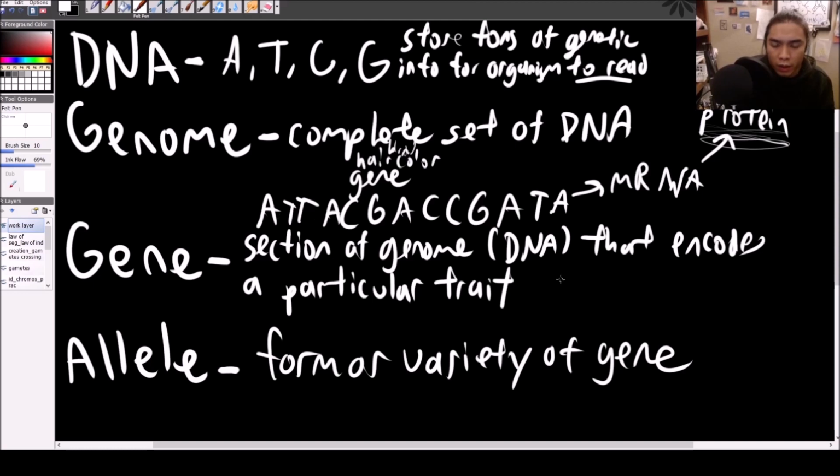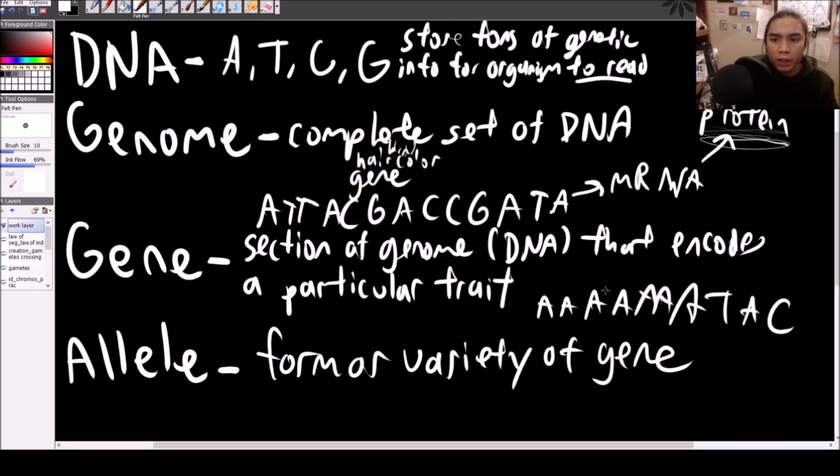So let's look at this one. Let's say that the previous one was blonde, right? So now we have A, T, A, C, which, once this is transcribed and translated, will produce the protein for brunette hair. I scribbled it because I don't know how to spell brunette. Anyways, the gene was for hair color. That's the kind of trait, but there are different alleles for that gene.